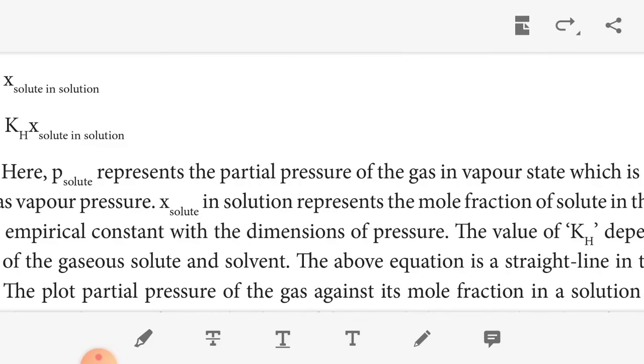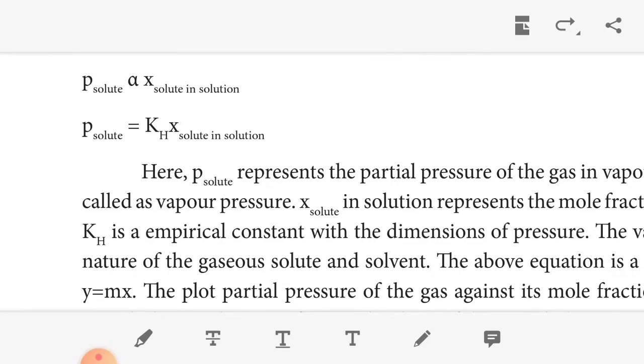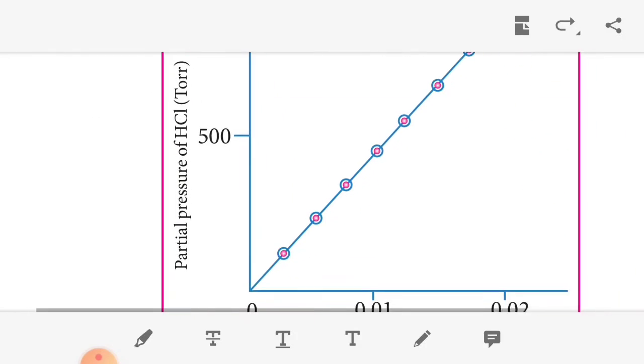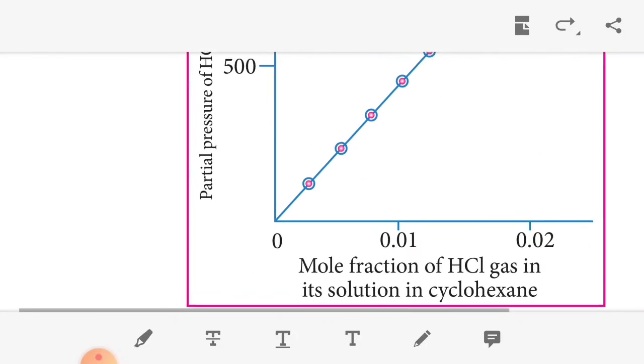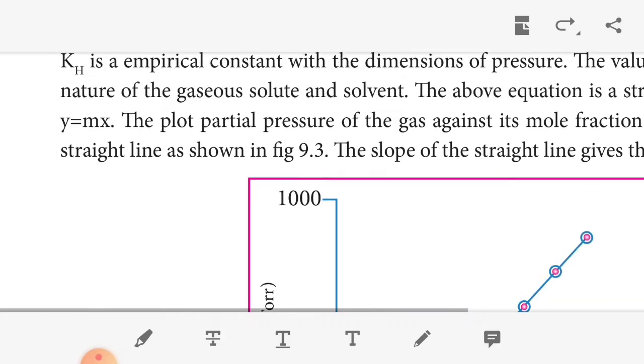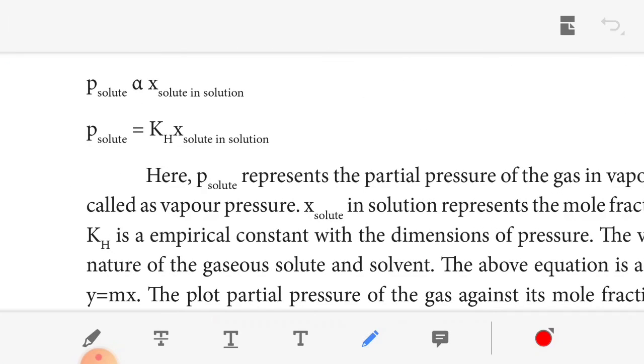So what is K, what is X, and what is P? KH is an empirical constant with the dimension of pressure. The value of KH depends on the nature of the gaseous solute and solvent. From the above equation we get a straight line of the form y equals mx, that is P equals KH X. So for y equals mx, we can plot a graph and we get a straight line.